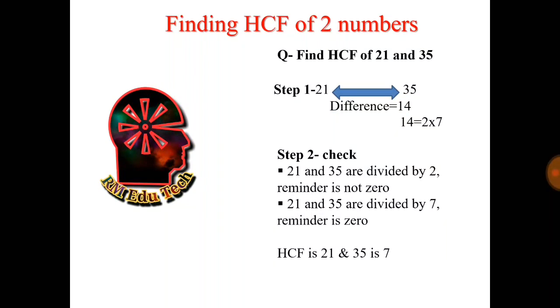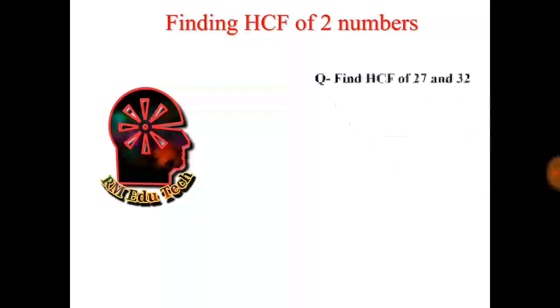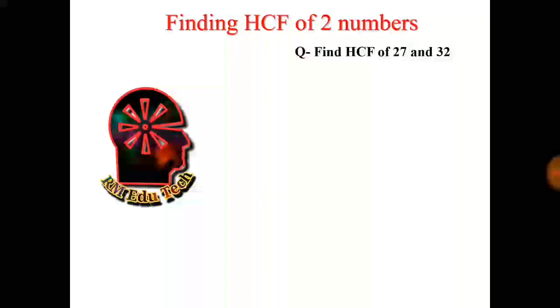So when we divide 21 by 7, it becomes 3. When we divide 35 by 7, it becomes 5. That means both numbers are totally divisible by 7. So the HCF of both numbers is 7. Now look at the next example. Find the HCF of two numbers. Let's take the example as 27 and 32.